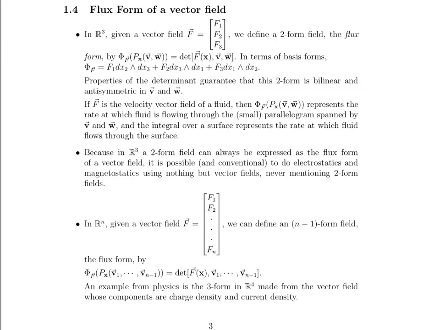Now, because in R3 a two-form field can always be expressed as the flux form of a vector field, it's possible and conventional to do electrostatics and magnetostatics using nothing but vector fields and never even mentioning two-form fields.